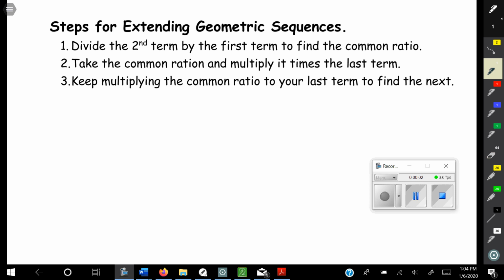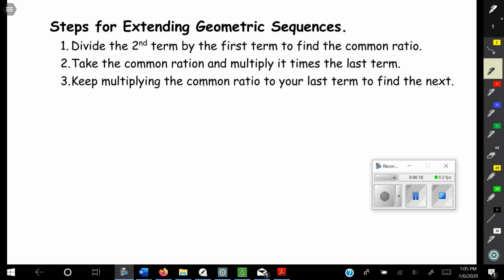Hello, thank you for checking out A1 Math, and today we're looking at steps for extending a geometric sequence. What I'm going to show you is how to extend a geometric sequence, add more terms to it, and also how to use a geometric sequence in a word problem.